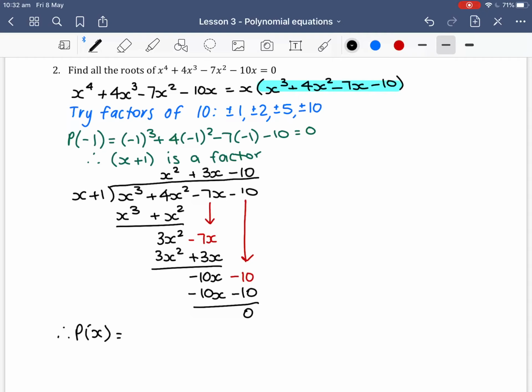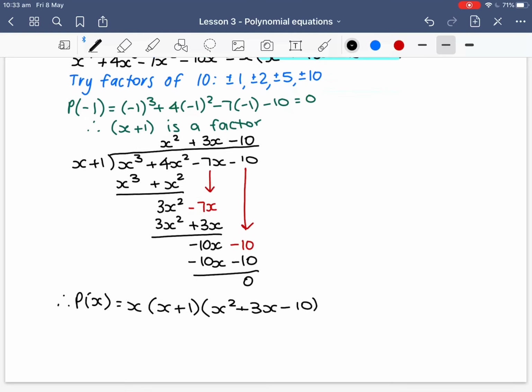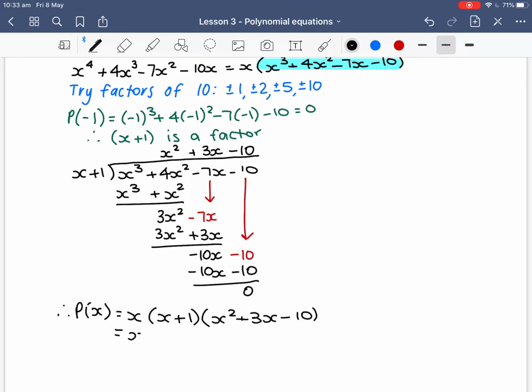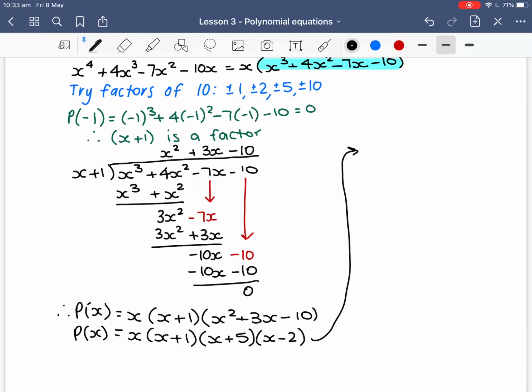So therefore our p(x) now equals x plus 1, bracket, bracket. Oh, sorry, we need to make sure that we write our x out the front. So x, bracket, x plus 1, bracket, x squared plus 3x minus 10. And then we can factorize our quadratic. So we get x, bracket, x plus 1, x plus 5, x minus 2 is what p(x) equals.